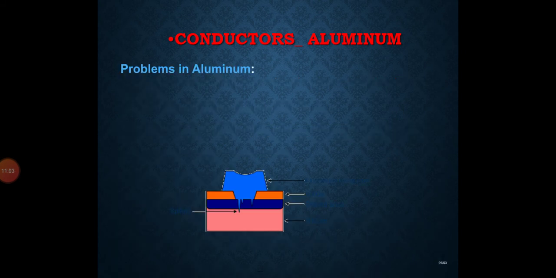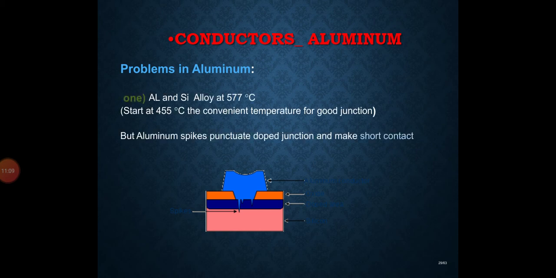Now the problem in aluminum: aluminum and silicon form a eutectic at 577 degrees centigrade. Aluminum and silicon alloying starts at 455 degrees centigrade, the convenient temperature for a good junction. But aluminum spikes penetrate the doped junction and make a short contact. Like I discussed in the class also, the aluminum makes spikes, as shown in the figure, going into the silicon substrate a little bit. If you see in the figure, there are spikes.